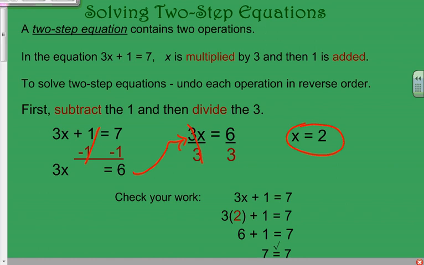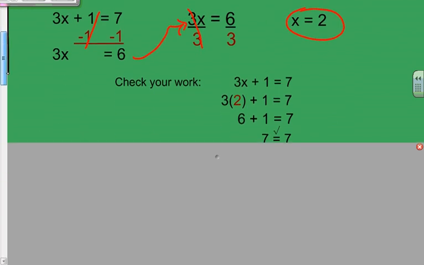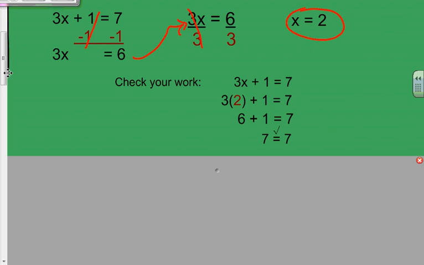Something I'm going to want you to do on every single problem in your assignment, as well as on your bell work that you're going to do in just a little bit, I want you checking them. And I'm going to be very picky about that. I definitely want the check on your paper.